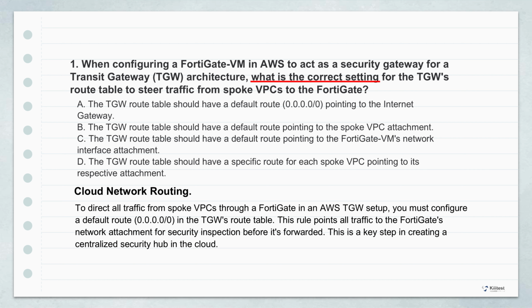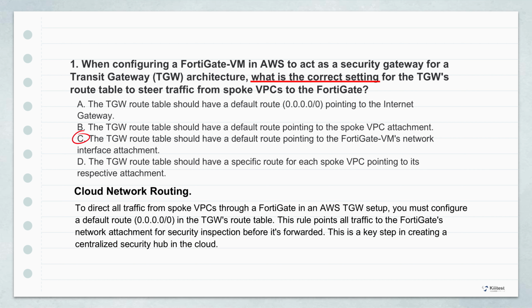Yeah. The absolute key is a specific configuration in your TGW route table. You need a default route. That's 0.0.0.0/0. The classic default route. Right. And critically, it needs to point directly, specifically, to the network interface attachment of your FortiGate VM. It's not about pointing to an internet gateway or other VPCs. It has to be the FortiGate's attachment. That's what centralizes the inspection.